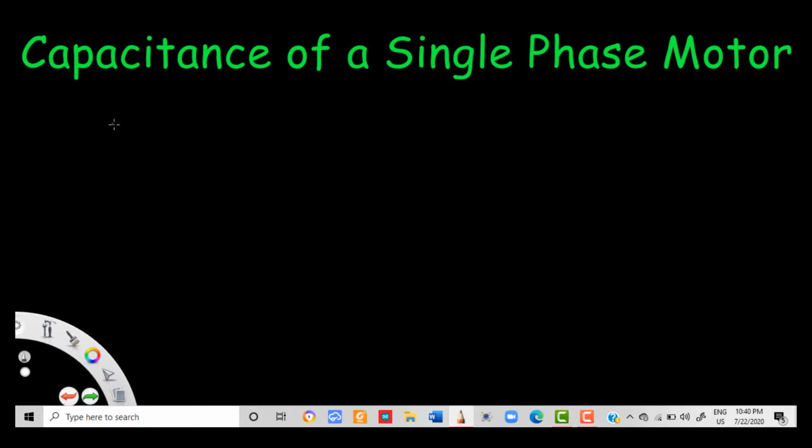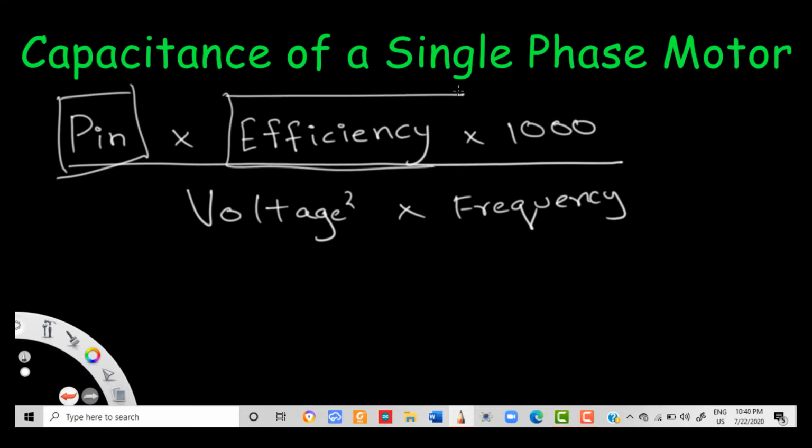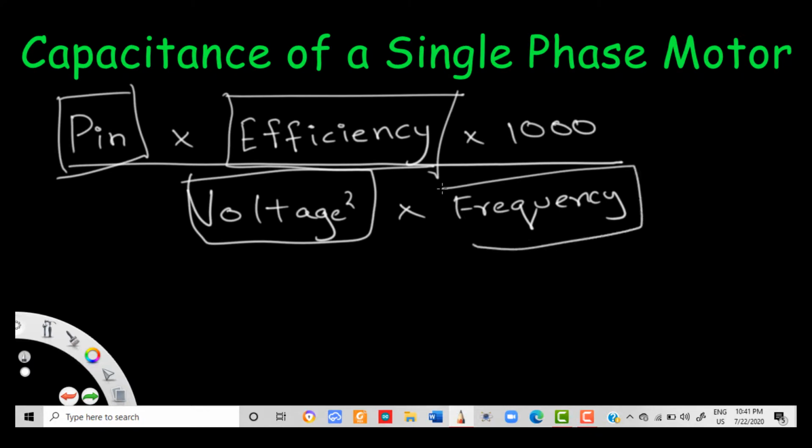Okay, let's take a look at the formula required to find out the capacitance of a single phase motor. The formula is this. We need the power input value. We need the efficiency of your motor. And then we need the voltage input squared. Don't forget this square here. And then we also need the frequency at which this motor is running. Then we can find out the capacitance value in microfarads.